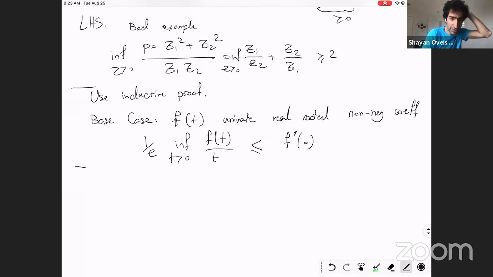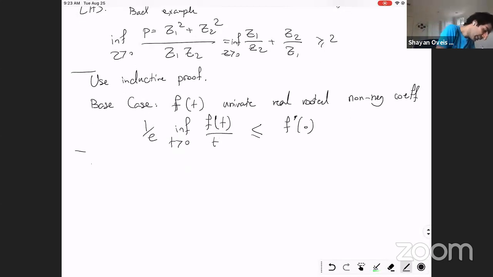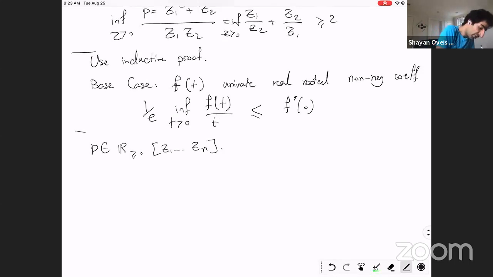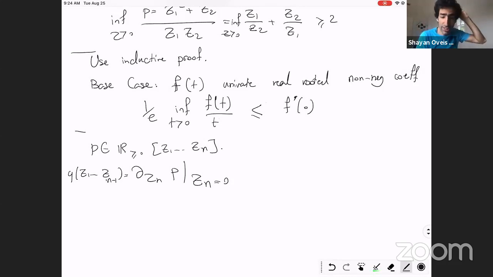So let's assume the base case. In fact, I'm going to use this fact twice, once in the base case, and second in the inductive step of my argument. Let's say I have this polynomial p with non-negative coefficients. I want to use induction. So let's define Q to be partial Zn of P, evaluated at Zn equals 0. So Q really is a polynomial in n minus 1 variables, Z1 up to Zn minus 1. Now, I know that real stable polynomials are closed under differentiation and setting variables to real numbers. So Q is real stable, with non-negative coefficients.